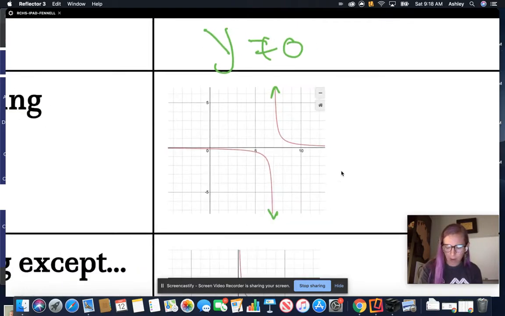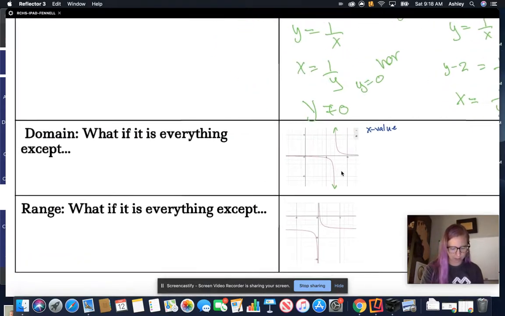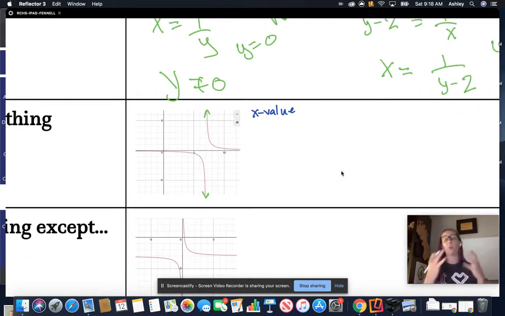So when you're talking about domain here, then we're talking about all the x values. What can x be if we're talking about domain? I did say domain on this one, right? Okay, good. So x values, what is our domain here? Well, that wouldn't be these arrows. So let's erase those because that was misleading. That would be range, right? So let's talk about domain.